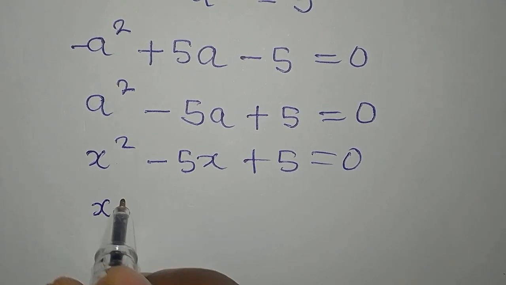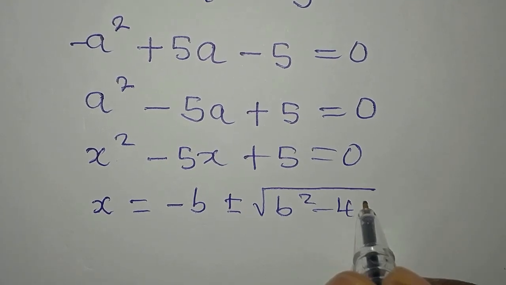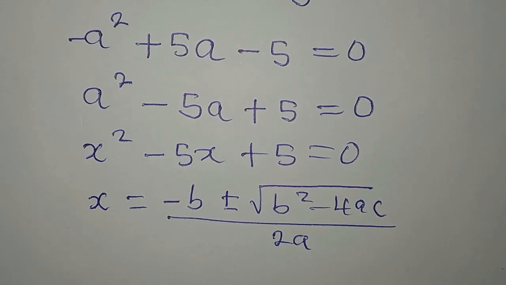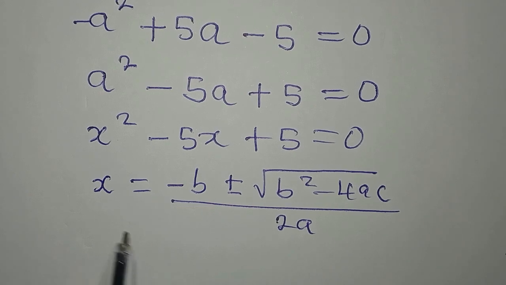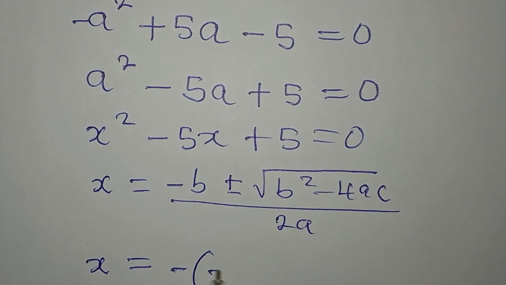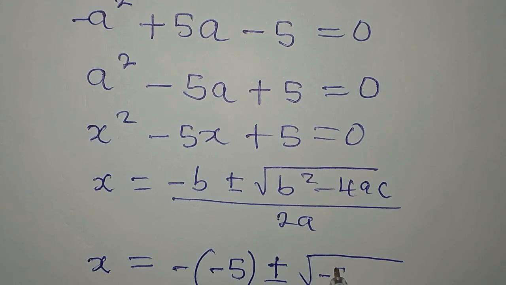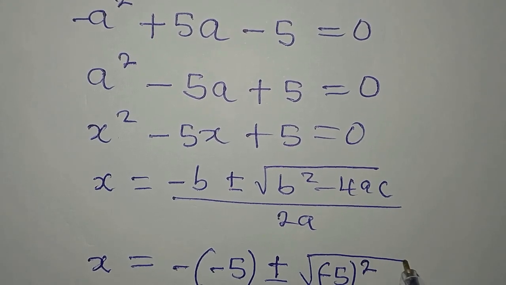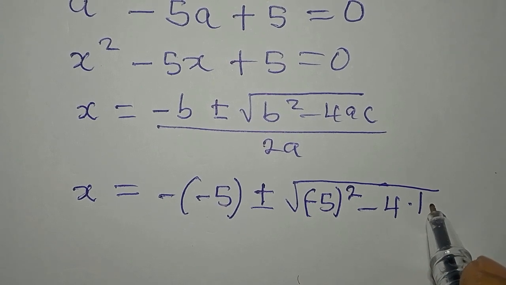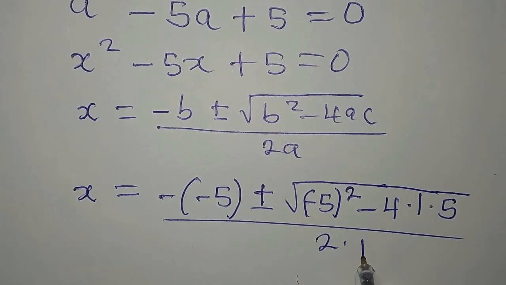Now, the formula is x equals minus b plus or minus square root of b squared minus 4ac, everything over 2 times a. So from here now, we have x equal to minus b, and our b is minus 5. So we have minus minus 5, then plus or minus b squared, which will now be minus 5 in bracket squared, then minus 4 times a, which is 1, and c is 5. We divide all of this by 2 times 1 because a is 1.